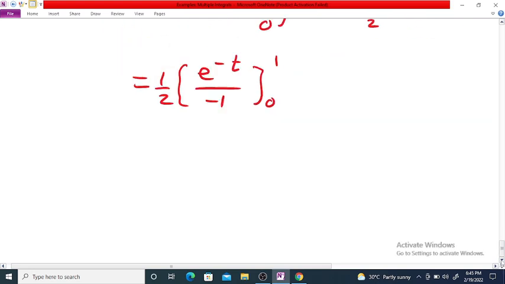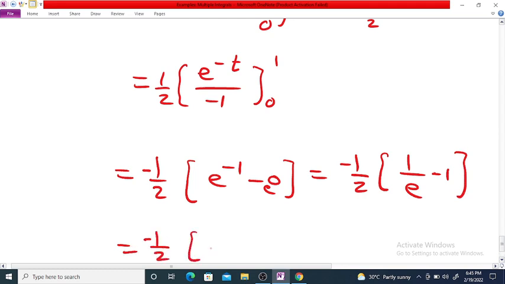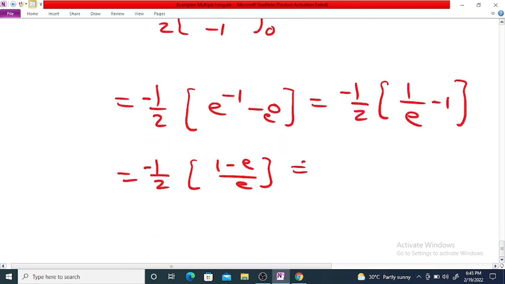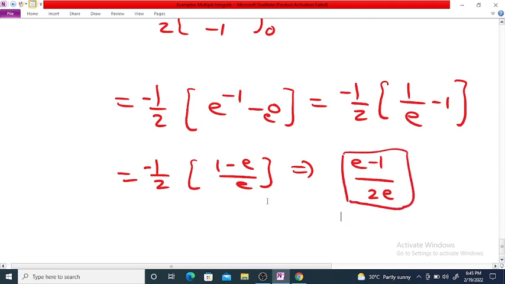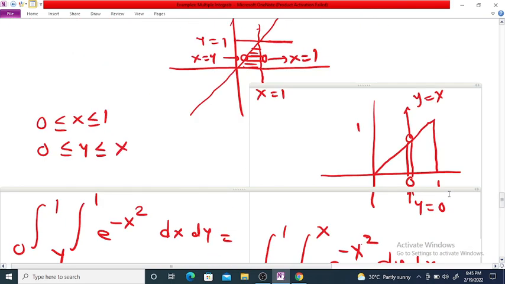So if we substitute the upper and lower limits, we get 1 by 2 minus 1 by 2, take the minus sign outside, e raised to minus 1 minus e raised to 0. So this is nothing but minus 1 by 2 times (e raised to minus 1, which is 1 by e, minus 1). So this is equal to minus 1 by 2 times (1 minus e) divided by e. If you multiply by the minus sign, we get (e minus 1) divided by twice e. So this is the value of the given integration: (e minus 1) divided by twice e.